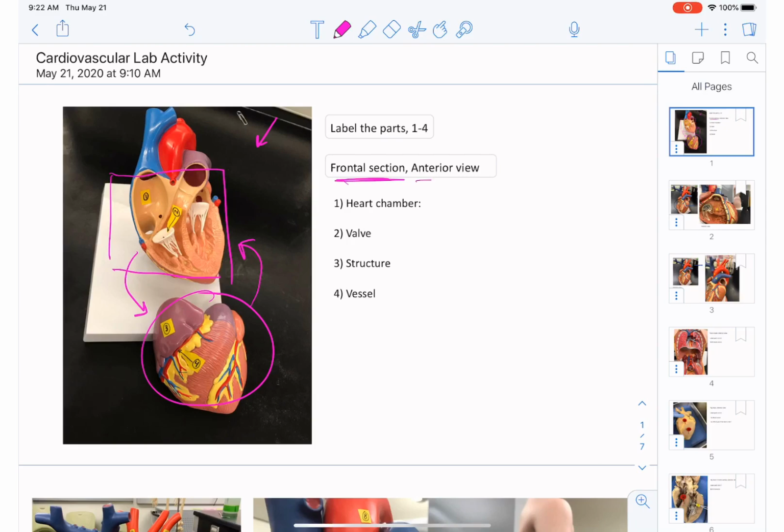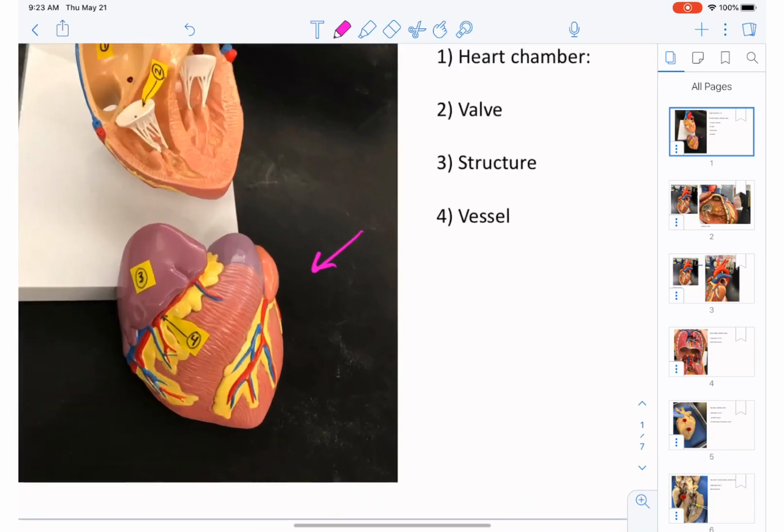Furthermore, we're looking at an anterior view. We're looking at the front side of the heart. So that represents the front side of the heart in the anatomical position. So let's start down below and orient ourselves and see what we can find.